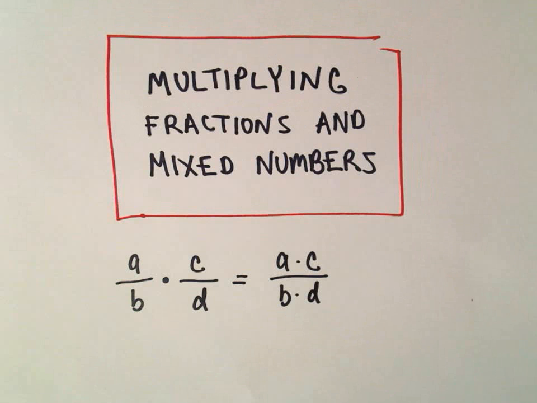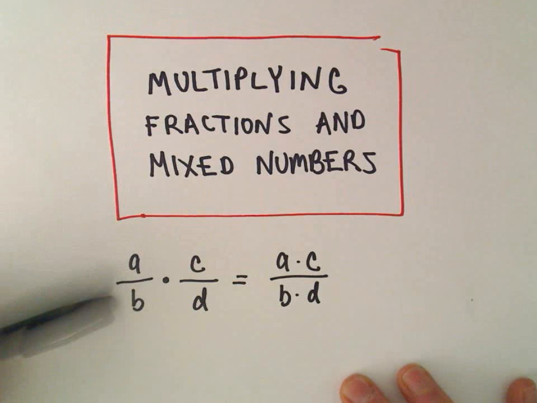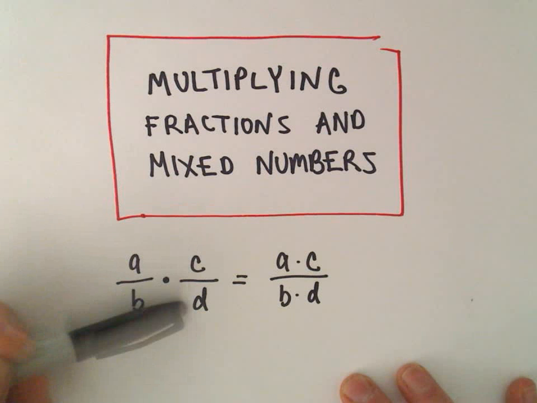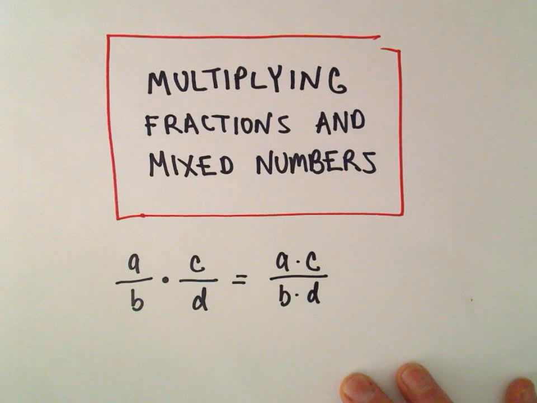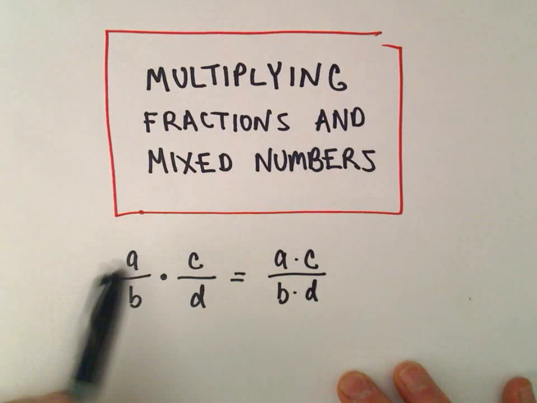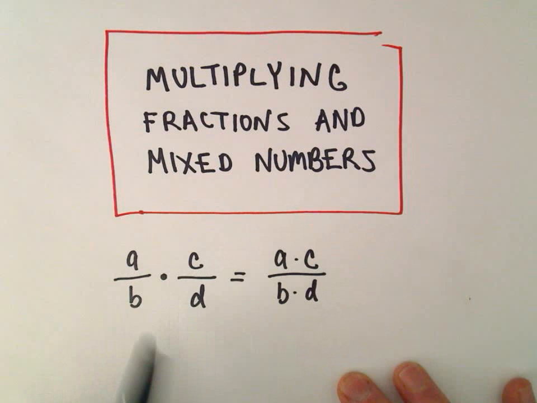Alright, here we're going to look at some examples of multiplying some fractions, and the basic rule you need to remember is the following. If you have a fraction a over b times another fraction c over d, to evaluate that, basically you just multiply on the top, a times c, and then in the denominator as well, b times d.